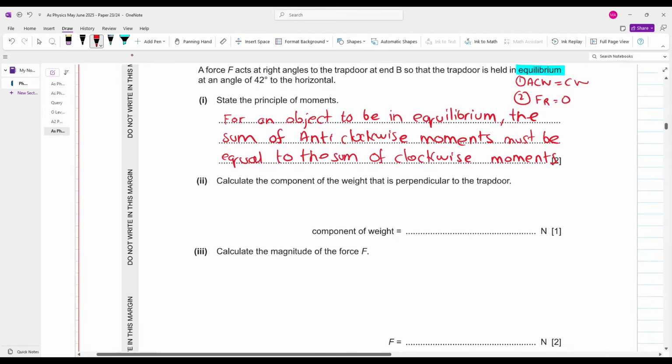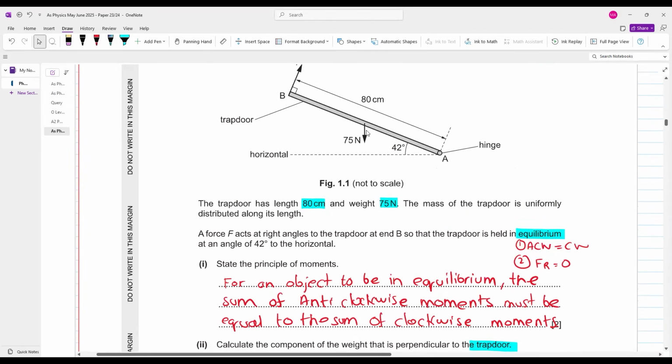Let's further move ahead. Calculate the component of weight that is perpendicular to the trapdoor. Look, the weight is acting here. This is basic resolving forces on an incline. Now, if the weight is acting here, it will have two components. One that is perpendicular to the trapdoor, like this. What will be the other component? The other component will be parallel to the trapdoor, like this.